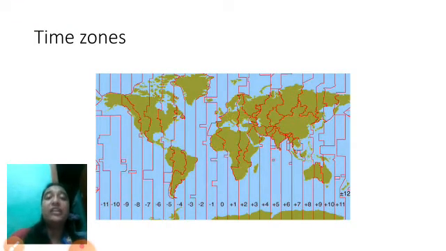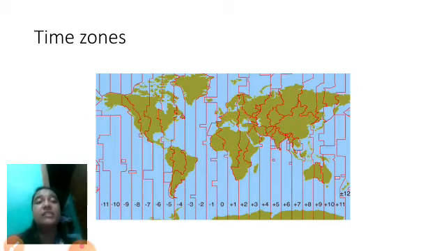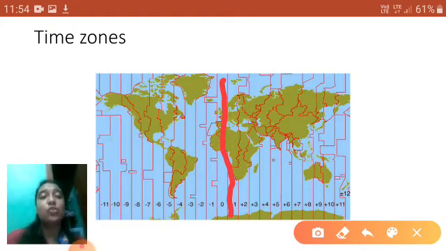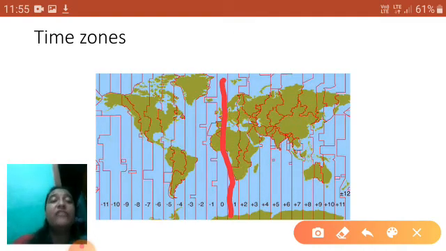Next, we divide earth into many time zones. We divide earth into many time zones, many partitions. See, this is a time zone, this is a time zone, this is another time zone, 0, 1, 2, 3, 4, 5 and all. Okay, we divide earth into different kinds of time zones so that we will get to know the time.